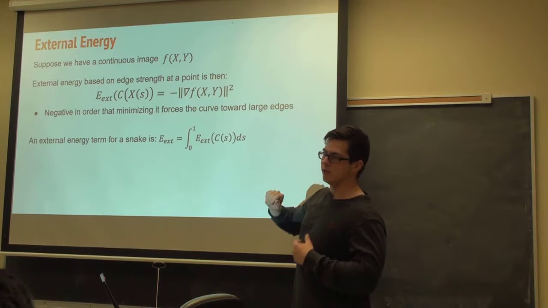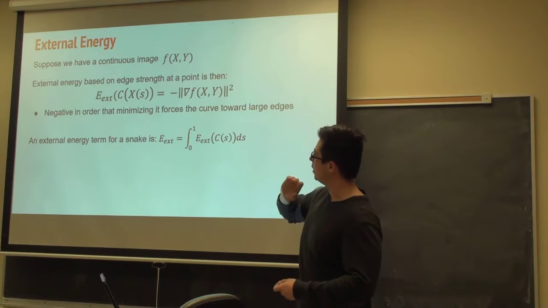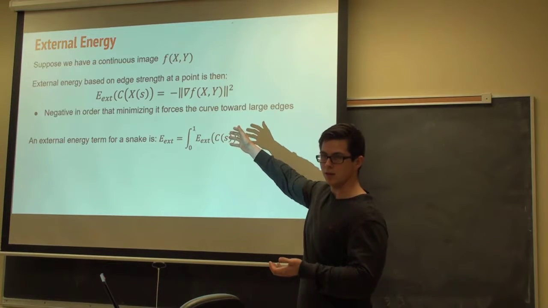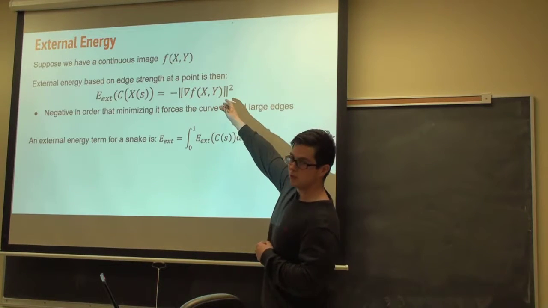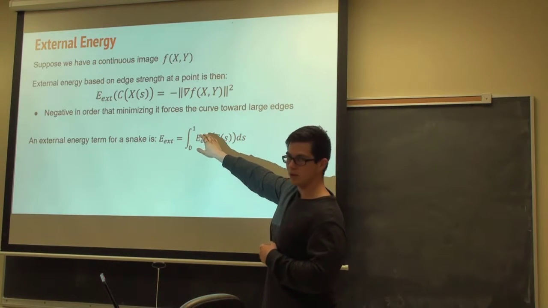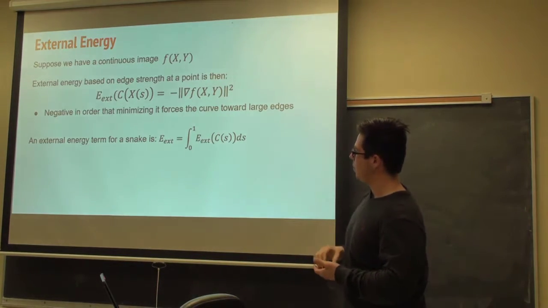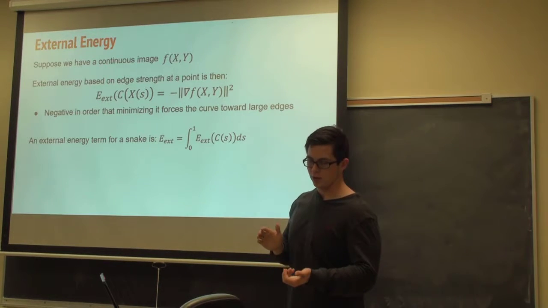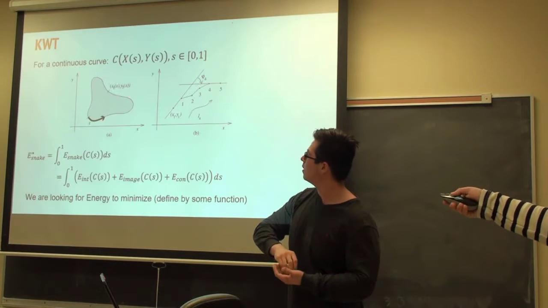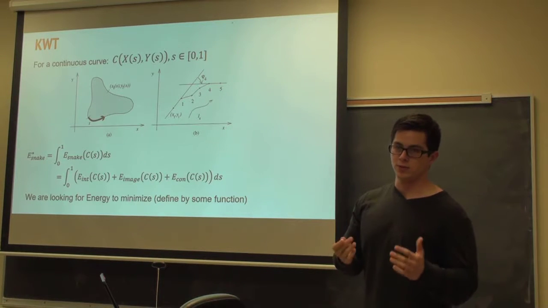Our external energy, as you mentioned earlier, is the gradient of a function, or image, magnitude squared. We take the integral between 0 and 1, since we're defining the area between 0 and 1. What that means is we're summing up all the external energies around the exterior of our object. We try to minimize this, so we're always trying to set this equal to 0.